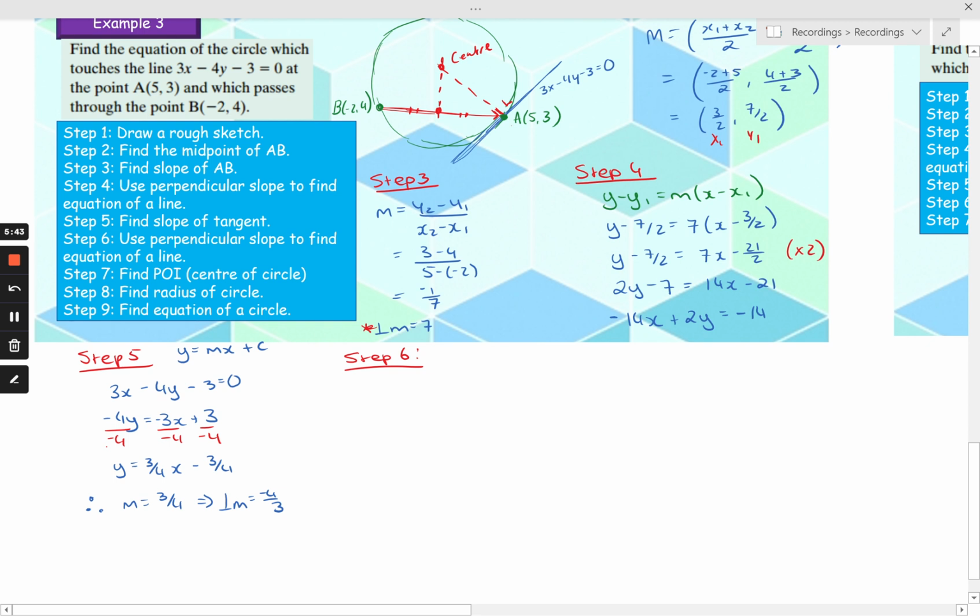I can see from my diagram that it goes through the point A, which is 5, 3. So I'm going to use 5, 3 as my x1, y1, and I'm going to use my perpendicular slope that I just found in the last step, minus 4 over 3, as my m. So I have y minus y1 is equal to m by x minus x1. So I have y minus 3 is equal to minus 4 over 3 by x minus 5.